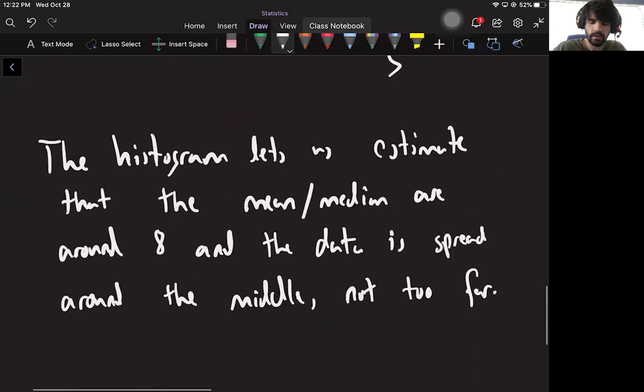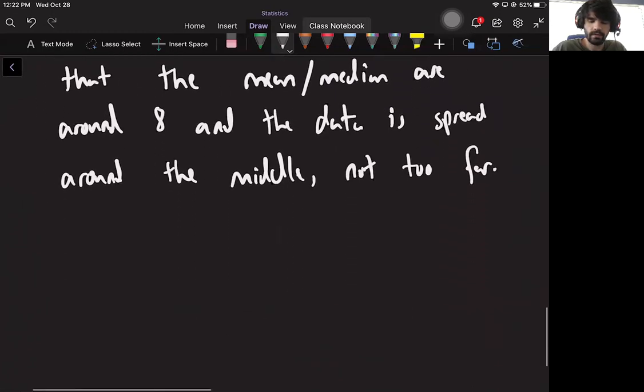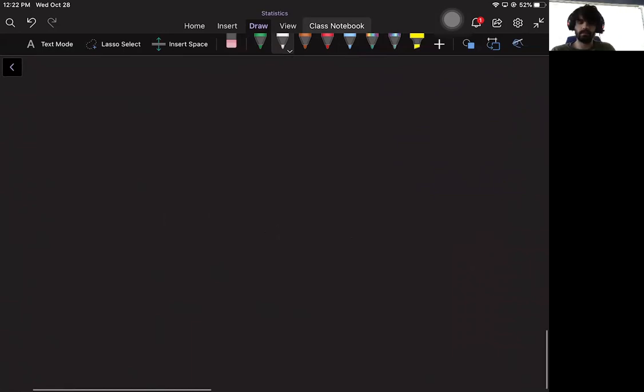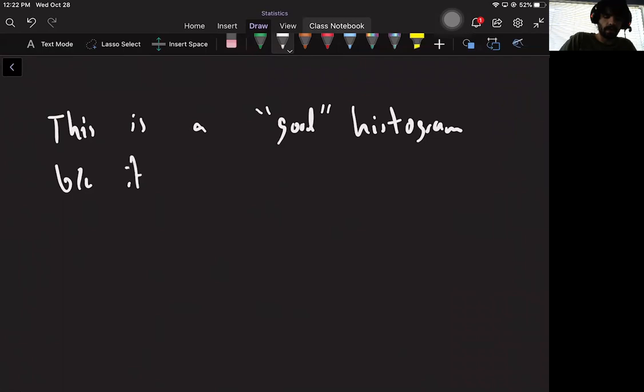So in general, there are guidelines to making histograms, but they're not set in stone. So I would call this a good histogram because it accurately displays the center and spread.